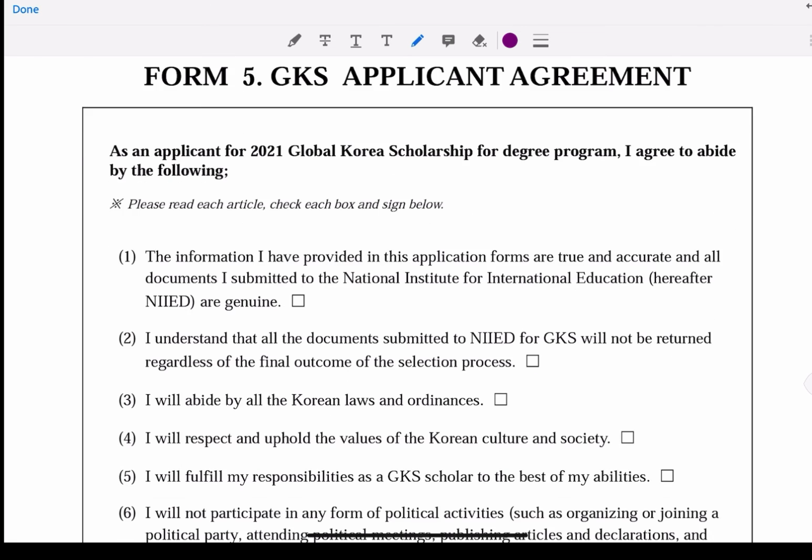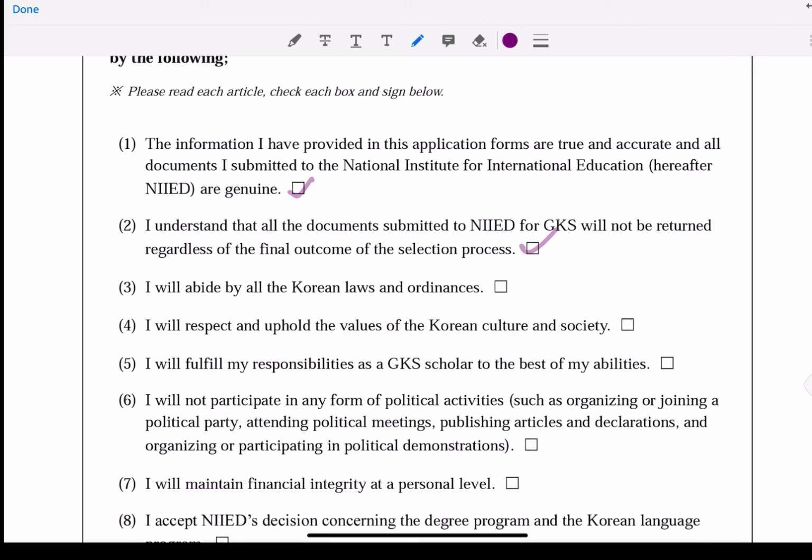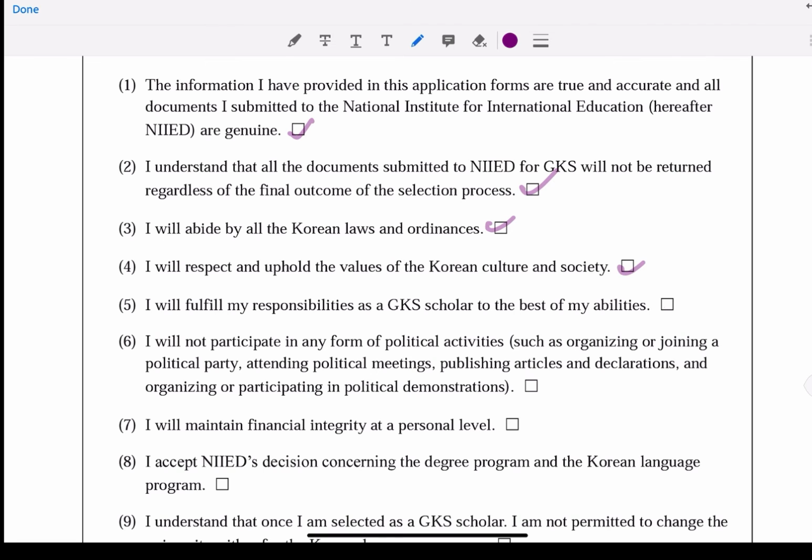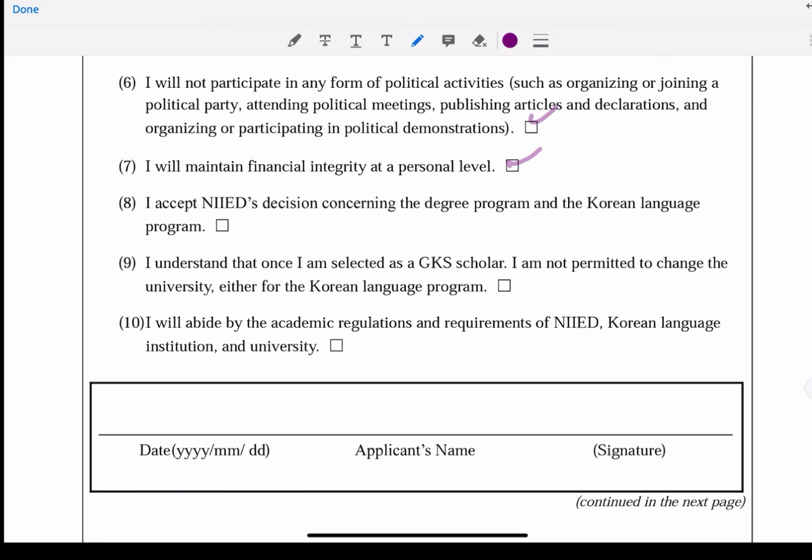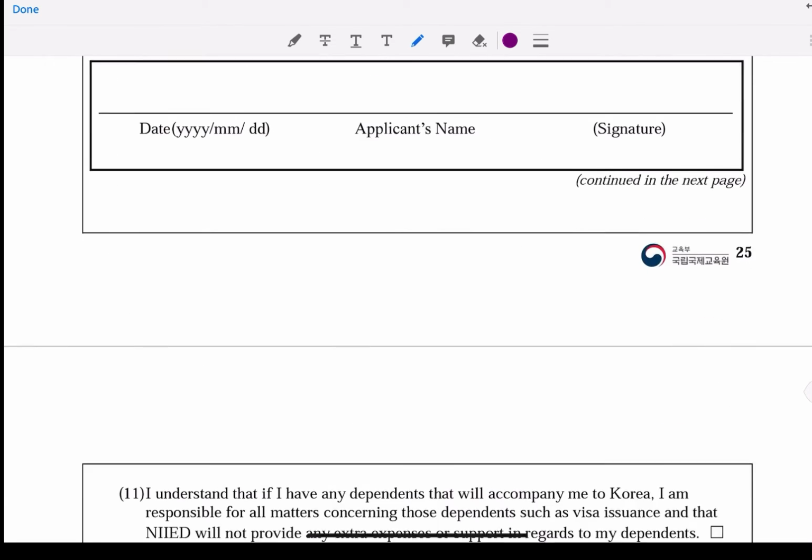This agreement is just, you need to tick everything. You need to just tick it and move to the next section. It is nothing that you need to worry about, and you just have to sign it here.